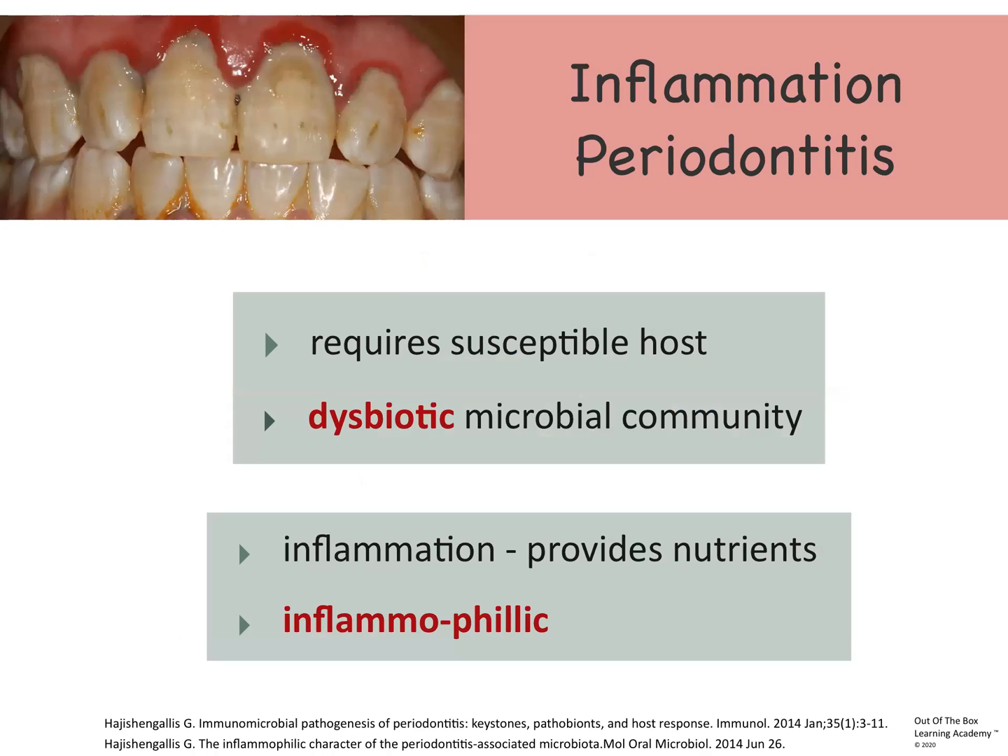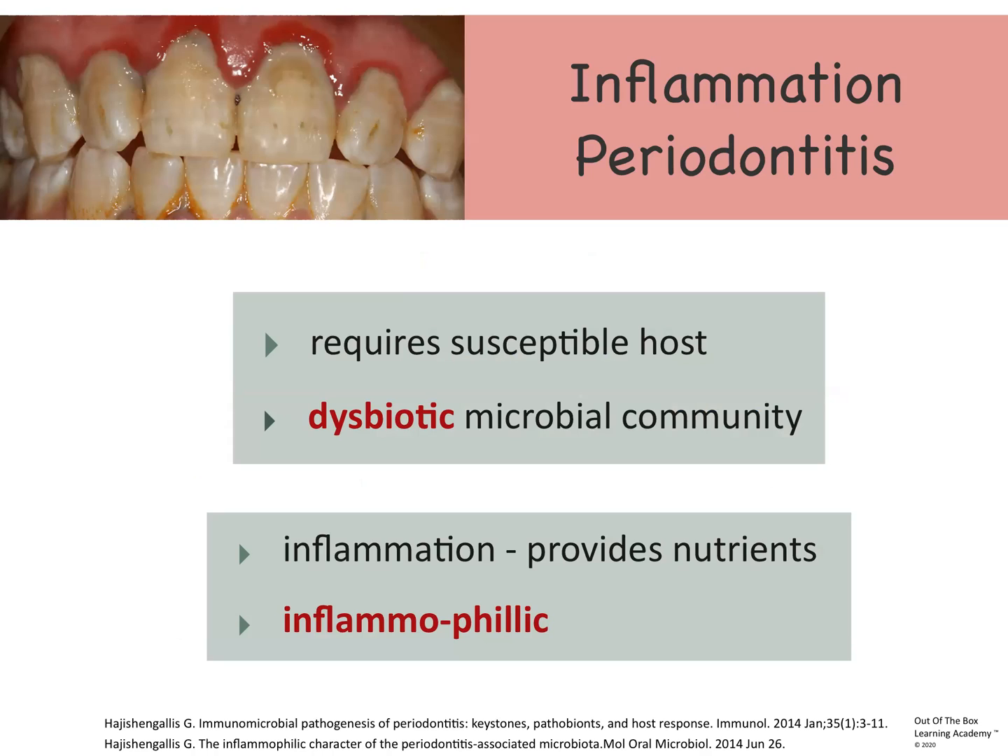So what do we know about periodontal disease? We know, first of all, it requires a susceptible host. And you can just look at this image above. There's a lot of periodontal inflammation there. And when we have a dysbiotic microbial community, it's full of pathogens.